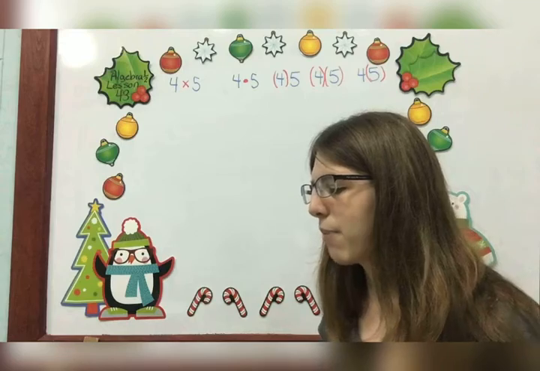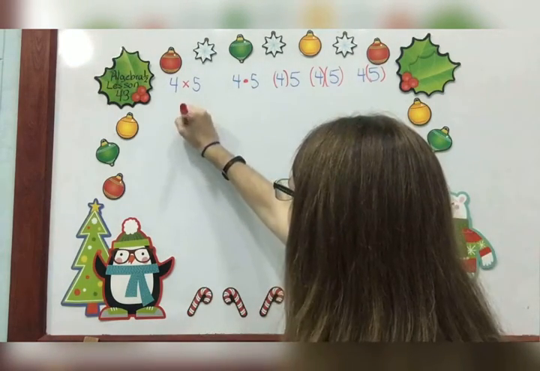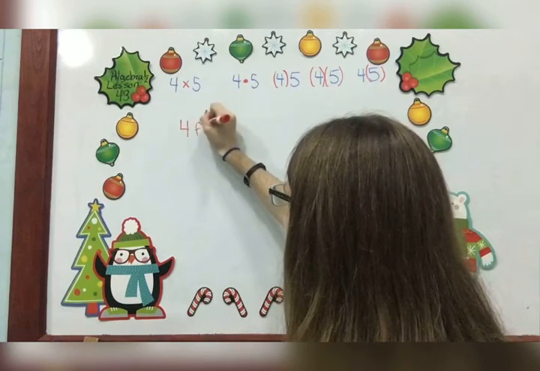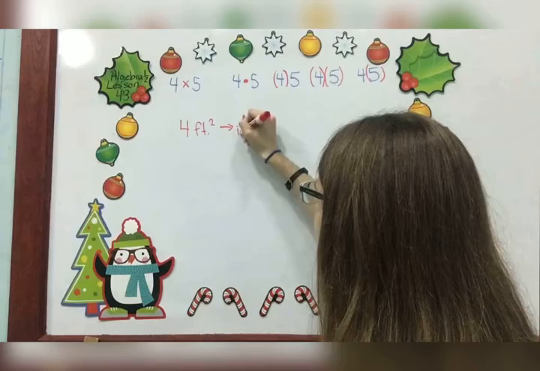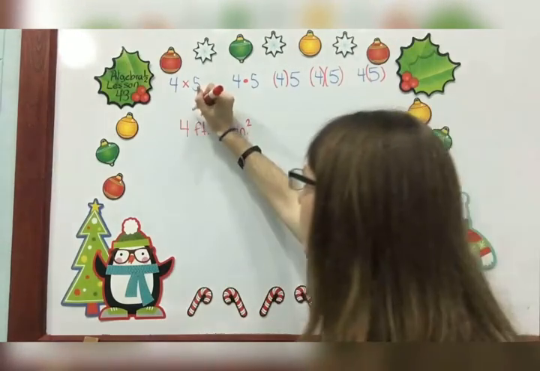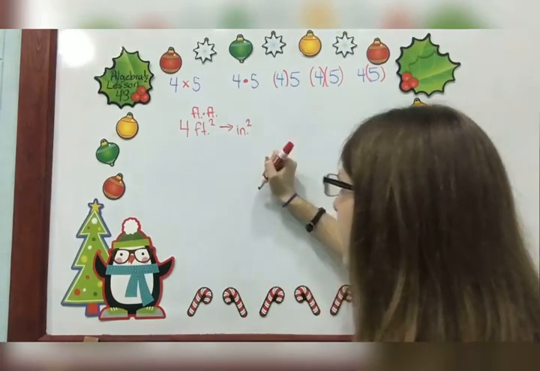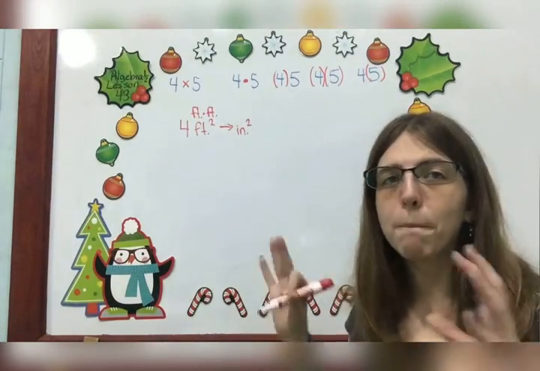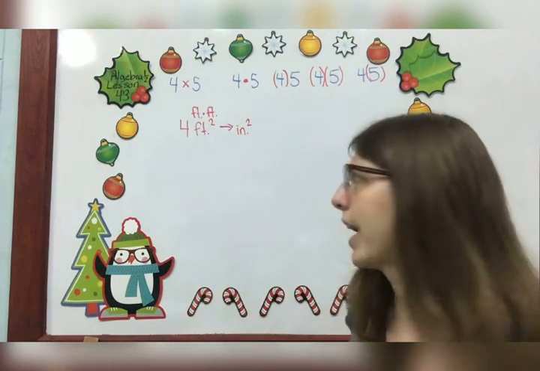So if my problem is to use 2 unit multipliers to convert 4 square feet to square inches. Remember that when you have something that's square, that means you have 2 of them. That means I have feet times feet. So I need to get rid of both of my units of feet. That's why I need 2 unit multipliers.